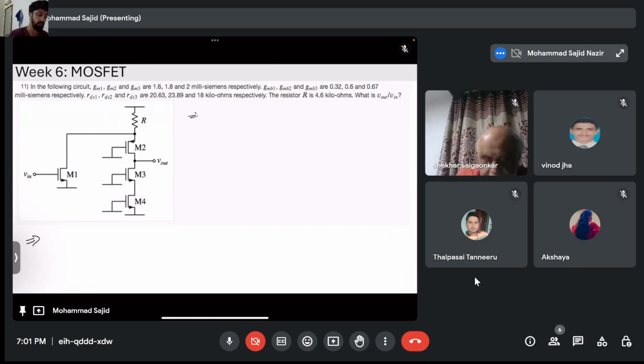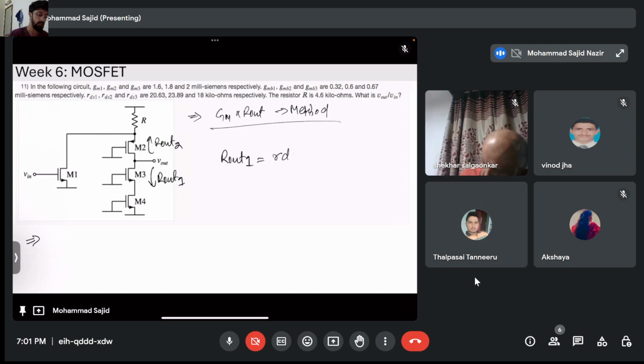Let's use the GM multiply by R out method. So you have two sides. You have to calculate this is R out one, this is R out two, right? Tell me what is R out one? It should be simple now.